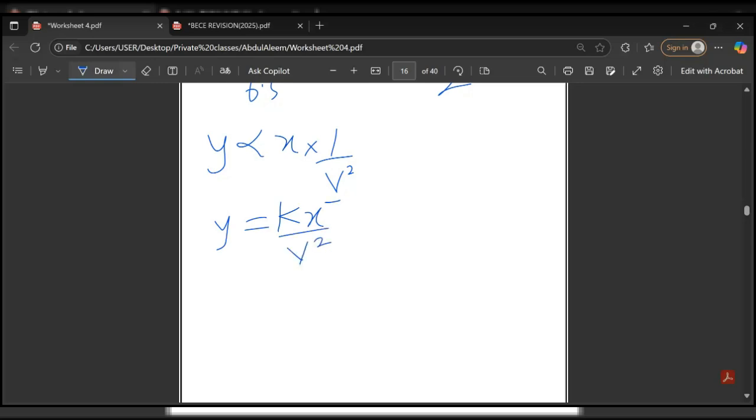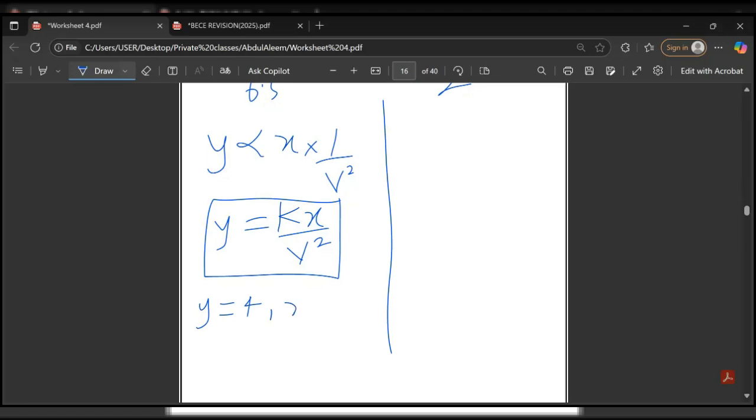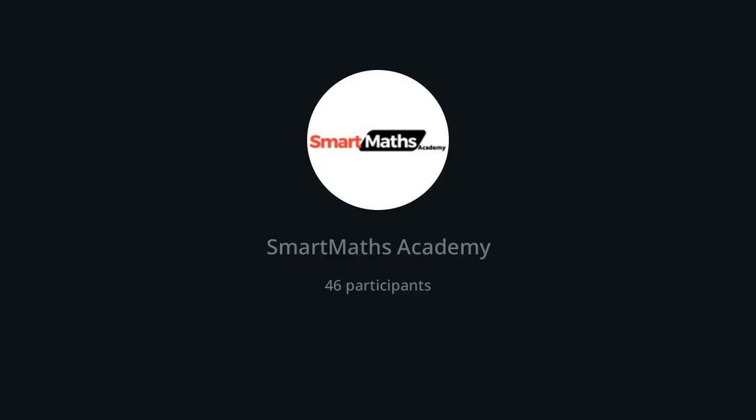So this is the equation we are working with now. And that's what we're going to use to find our relationship. Let me write this down. So we are given that y equals 4 when x equals 2, and z equals 3.